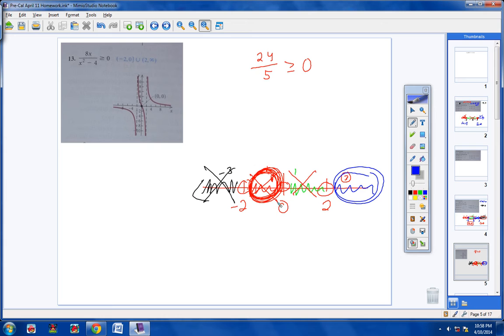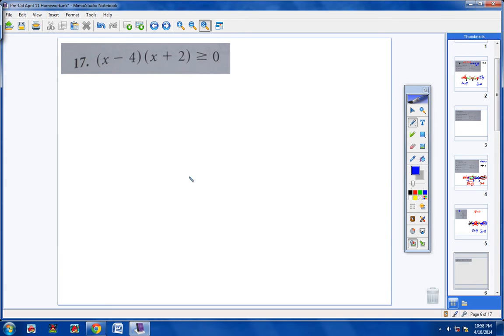So the answer to this, oh, and by the way, our points should be closed. All of our critical values should be closed points because of this greater than or equal to right here. So for this segment right here, your answer would be negative 2 up to 0, both brackets inclusive. And then this one over here would be positive 2 going on to infinity. All right, moving on to number 17.